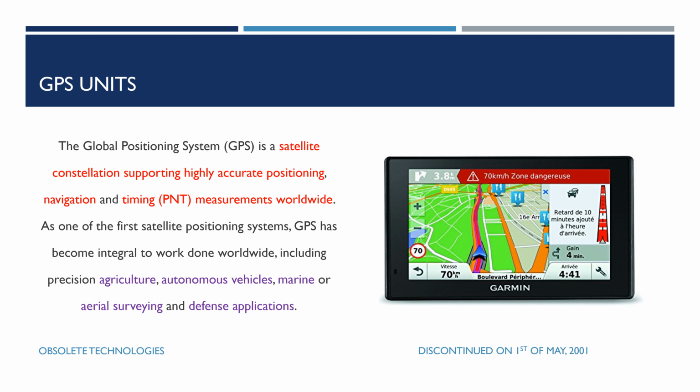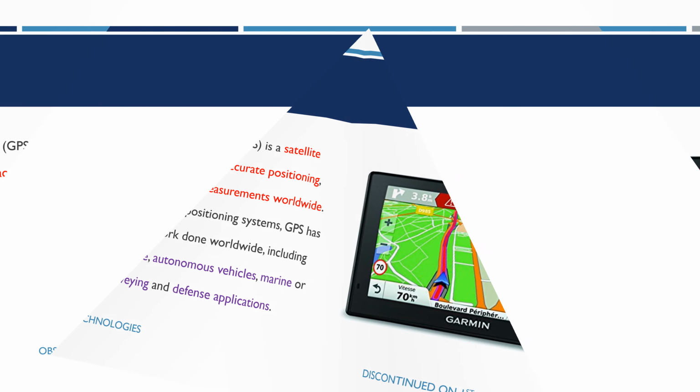GPS is a satellite constellation that supports accurate location, navigation, and timing globally. GPS, one of the first satellite positioning systems, is used in precision agriculture, autonomous cars, marine or aerial surveying, and defense. Currently, there are many cars that have a built-in GPS unit.